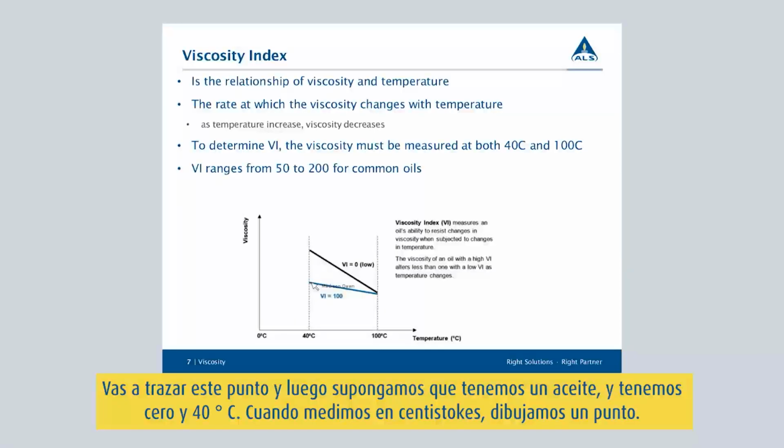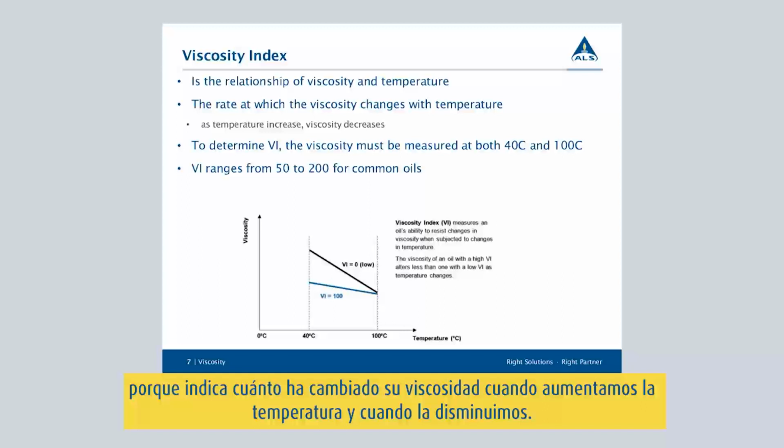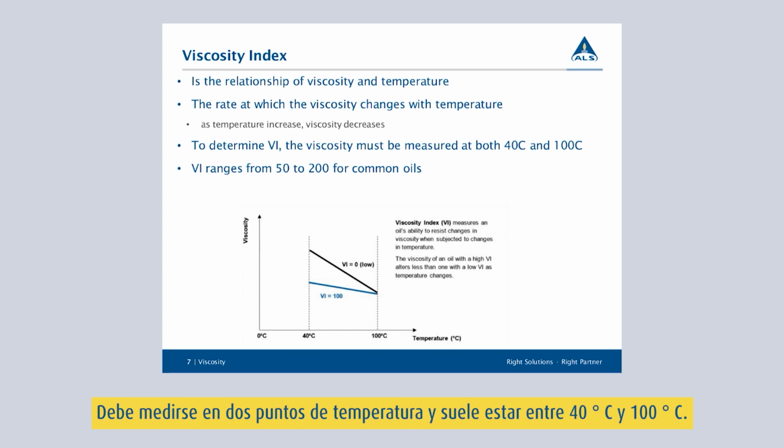And what you'll do is plot that point. Let's say we've got an oil and we have 0 over here and 40 over here. When we measure that in centistokes, we plot a point here. Then we measure it at 100 C and plot it here. And the slope of the graph is basically our viscosity index, because it's saying how much your viscosity changed when we increased and decreased temperature. So it does have to be measured at two temperature points, and typically those are 40 and 100.